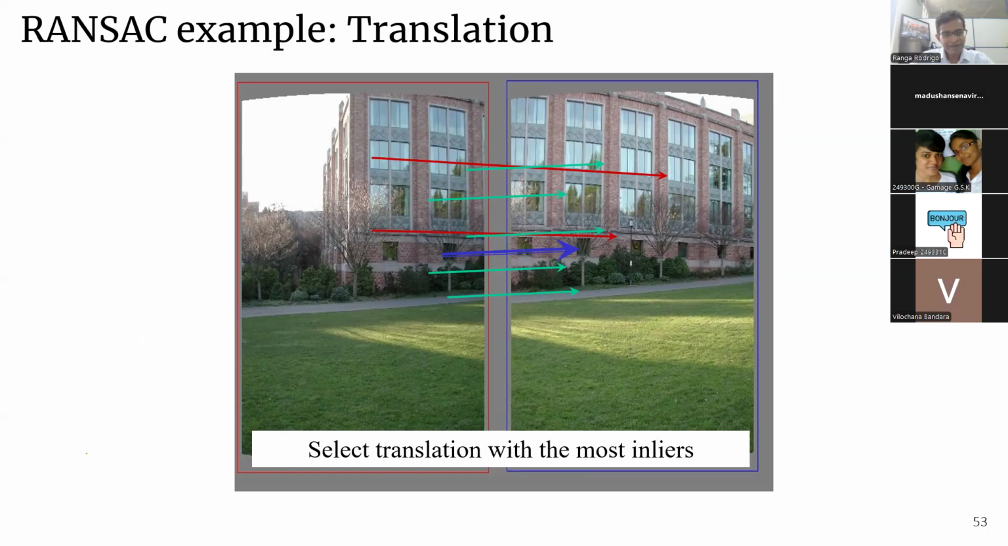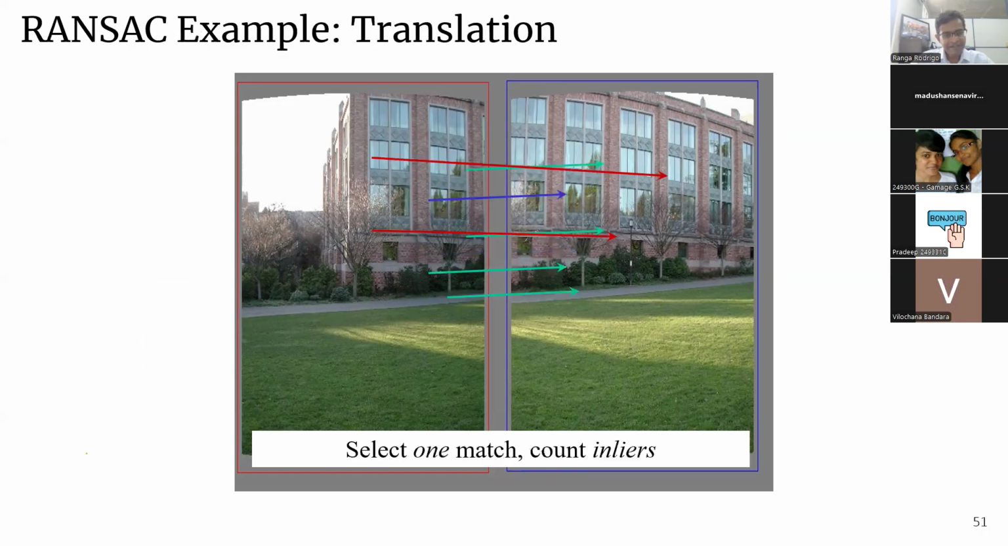I hope that is okay. I'll run the animation again. Okay, so you can see in this image there are 1, 2, 3, 4, 5 correct matches and 2 incorrect matches.